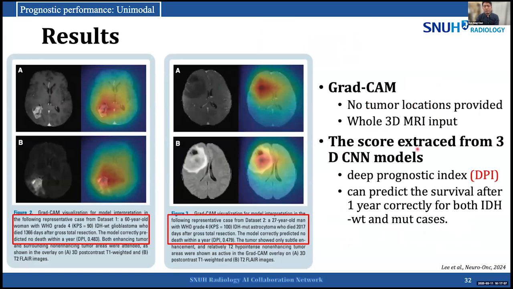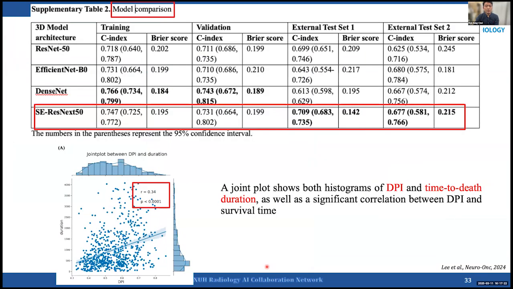The score extracted from the 3D CNN models, namely the Deep Prognostic Index or DPI, can predict the survival after 1 year correctly, both in IDH wild-type and mutant cases. For model comparison, SE-ResNeXt-50 outperformed other CNNs in external test sets. In a joint plot, DPI and time to death duration showed significant correlation.